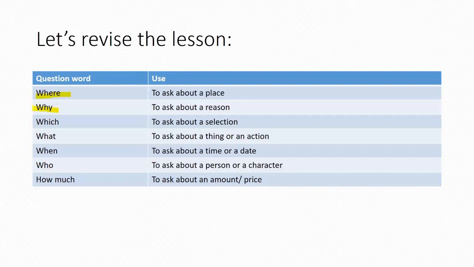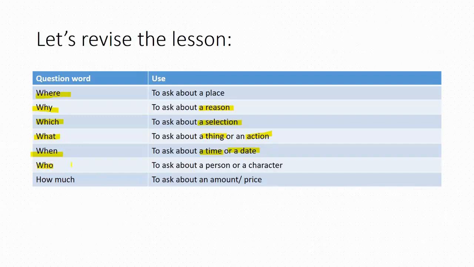We use the question word why to ask about a reason. We use the question word which to ask about a selection or a choice. We use the question word what to ask about a thing or an action. We use the question word when to ask about a time or a date.